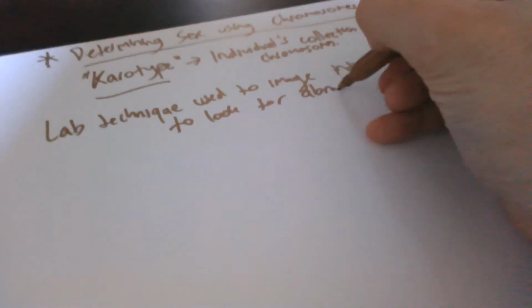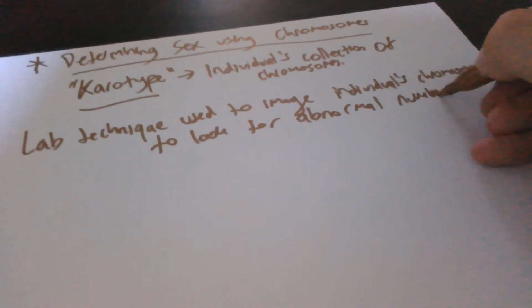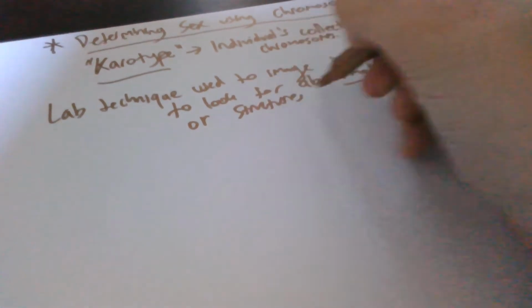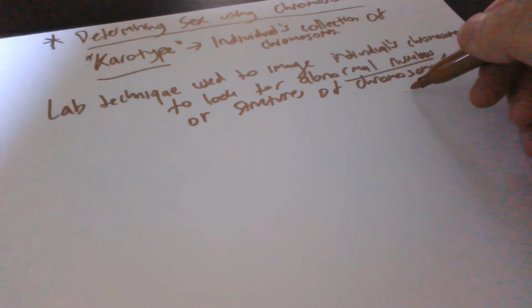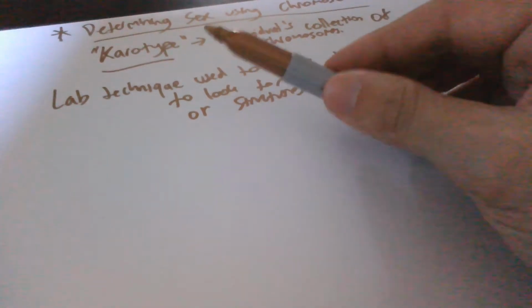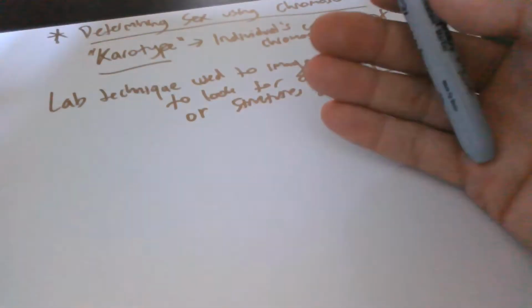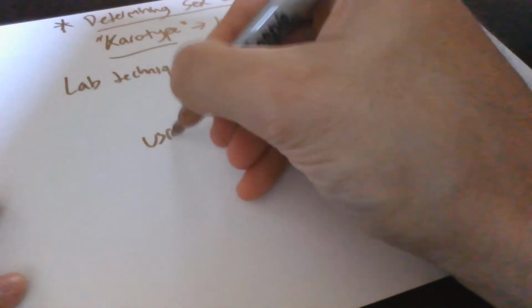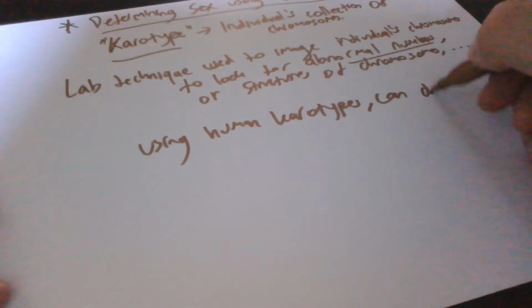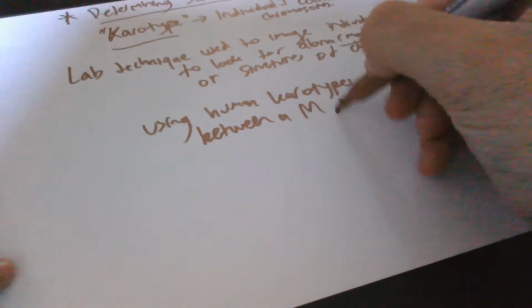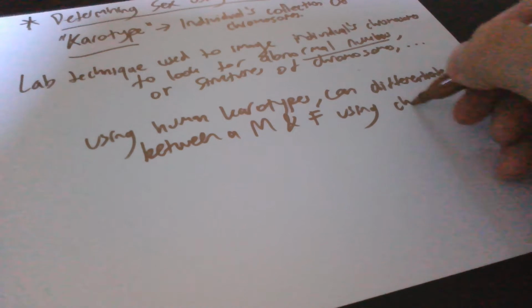To look for abnormal numbers or structures of chromosomes. Basically, using human karyotypes, we can differentiate between a male and a female using the chromosomes in a cell.